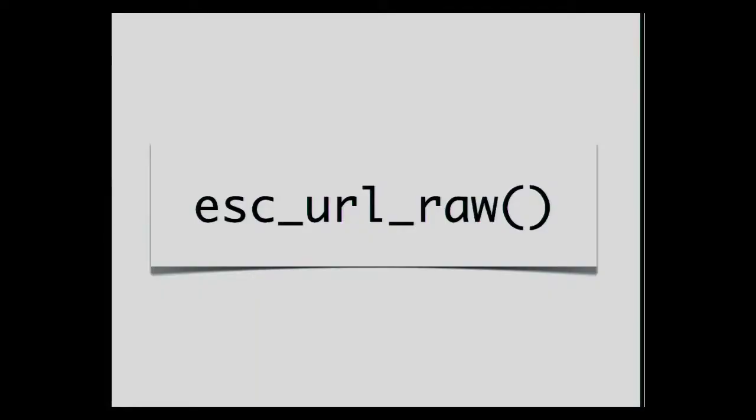And if you need to ensure something is a valid URL, but you're not outputting it to HTML, say you're saving to the database or doing a redirect, you don't want those encoded ampersands, so use the raw version.